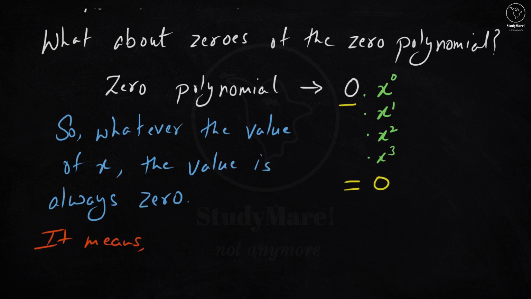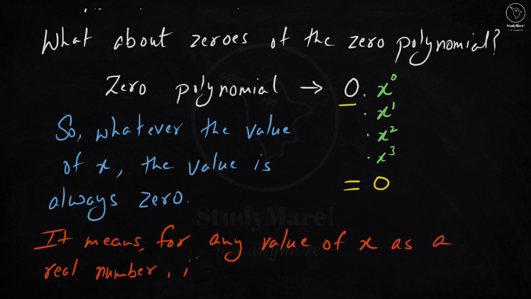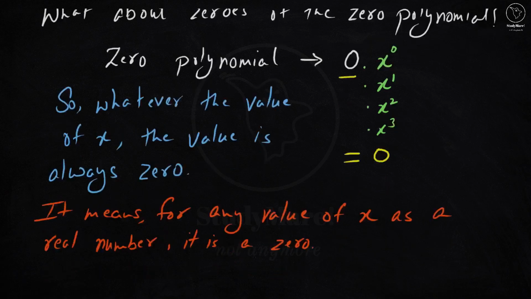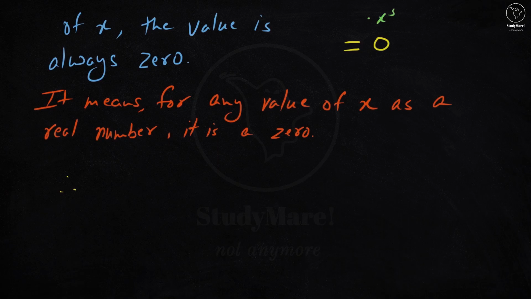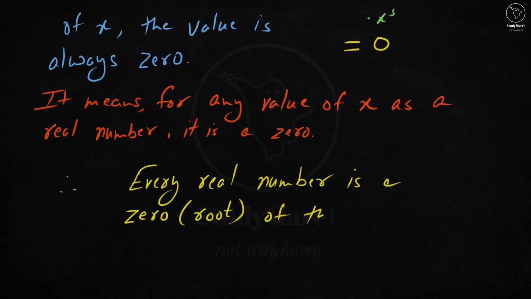It means for any value of x as a real number, it is a 0. Therefore, we can also say that every real number is a 0 or root of the 0 polynomial. You can pick up any real number, and in case of 0 polynomial, you will always get the result as 0.